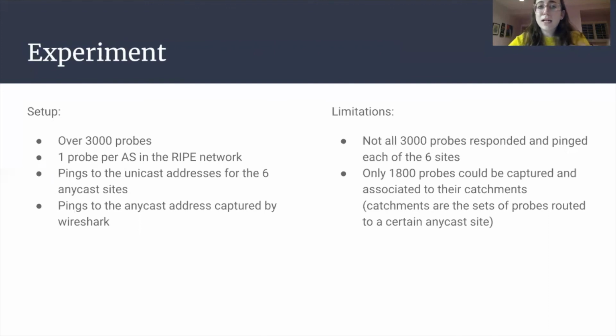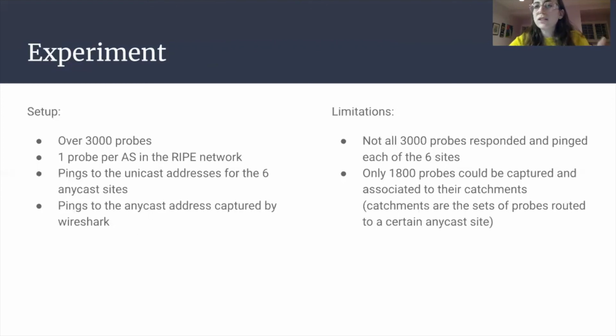So the way that I set up my experiment is I chose 3,000 probes, and I chose roughly one probe per autonomous system in the RIPE network. An autonomous system is a collection of IP address prefixes that are all connected and all under the control of one administrative entity that decides upon certain policies for that group. So choosing one probe per autonomous system allowed for a variety of routing policies and also potentially some geographic variety for the chosen probes. And then I set up 7 different sets of measurements using these probes.